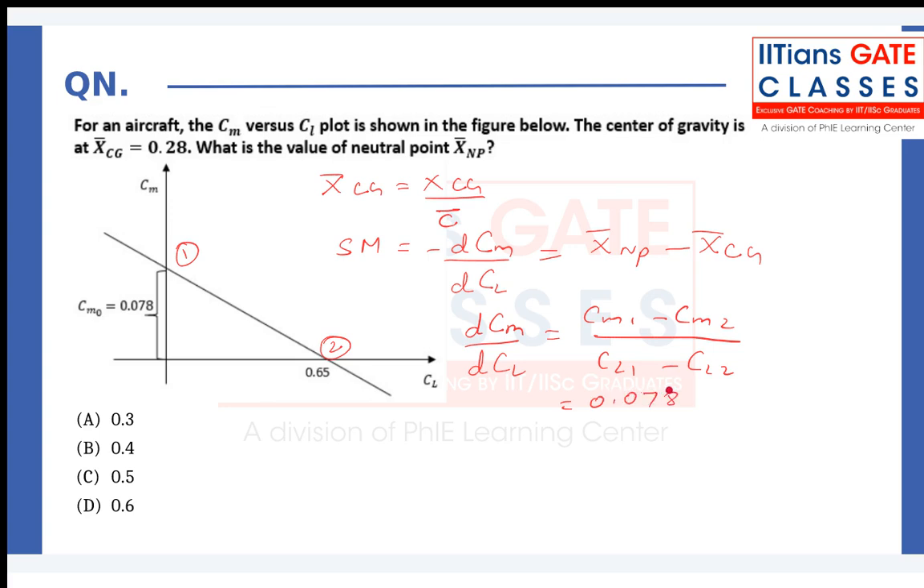0.078 minus 0.65. So I get minus 0.12, and now I just plug it into the main equation and I get the X bar NP. So what I get there is 0.12 equals X bar NP minus 0.28. So your X bar NP, I think 2-3 of you have gotten the right answer, 0.4, right?